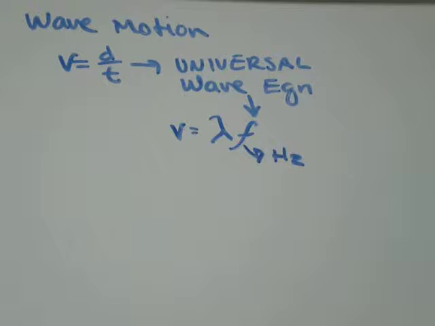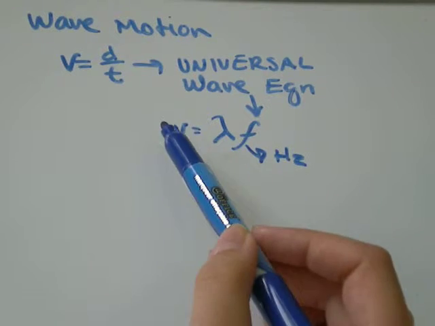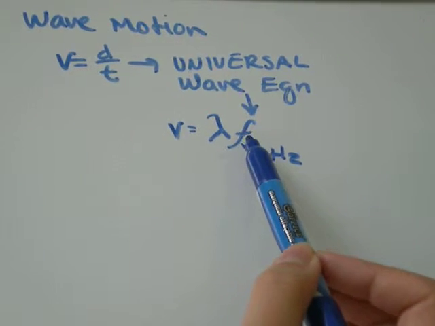Hey guys, in this video we are talking about wave motion, and we know from our kinematics unit that velocity is described as a change in distance over a change in time. And that idea gave way to what we call the universal wave equation, which says that velocity is equal to lambda times f.